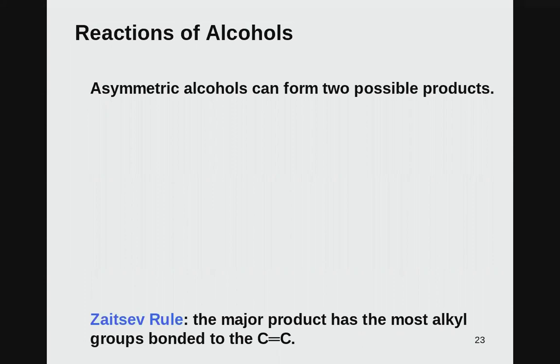That being said, as you can see at the bottom, there's Zaitsev's rule, I believe. Again, pronunciation is not my forte, but basically what his rule says is that the major product always has the most alkyl groups bonded to the C=C here. So whichever side has the most junk, basically, is what his rule says. If there's more stuff over here versus here, it will be on this side. If there's more stuff here versus here, it'll be on this side. That's what Zaitsev's rule says.